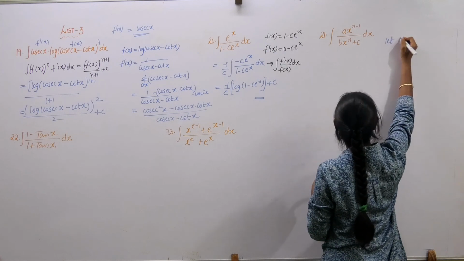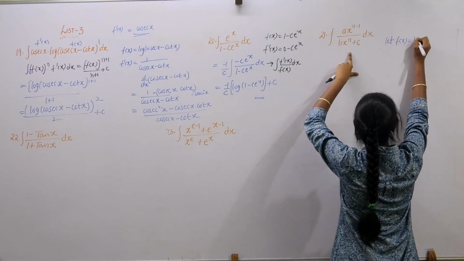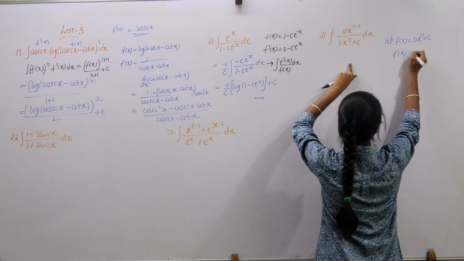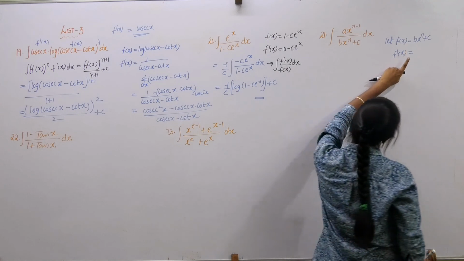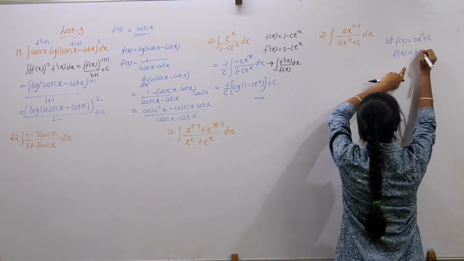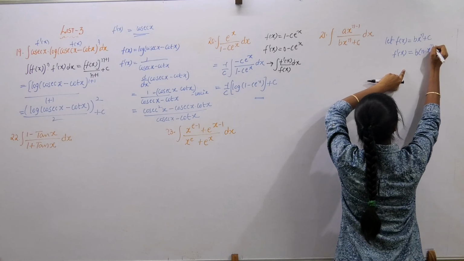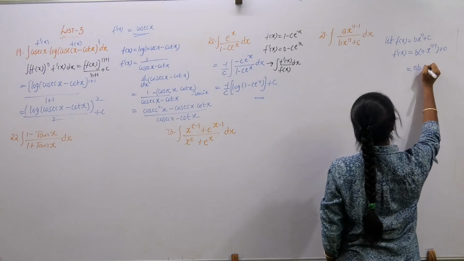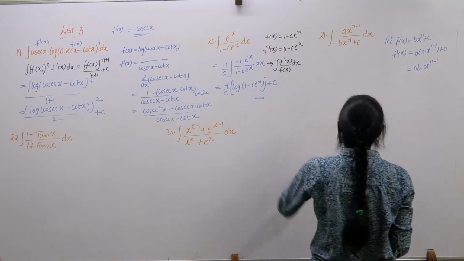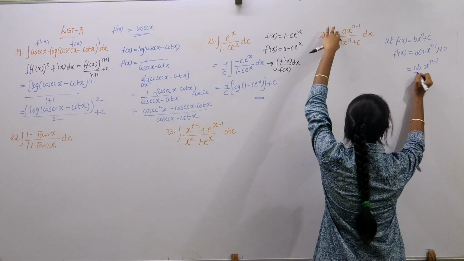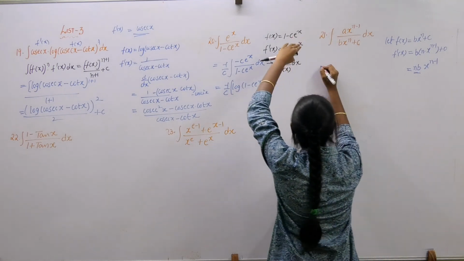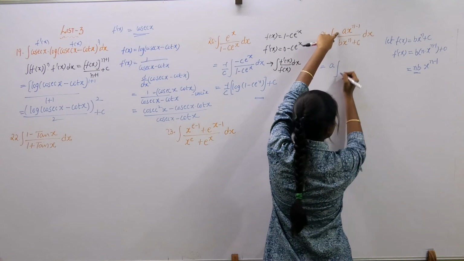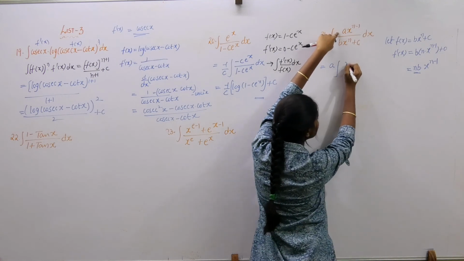Next, 21st one. Integral a x power n minus 1 by b x power n plus c dx. Let f of x be equal to b x power n plus c. Then f dash of x is equal to d by dx of f of x. F dash of x is equal to b into n into x power n minus 1, and the constant becomes 0. We have n b x power n minus 1. But in the numerator we don't have the n b value. So first we take a out of the integration, and then in this place we must have n b.